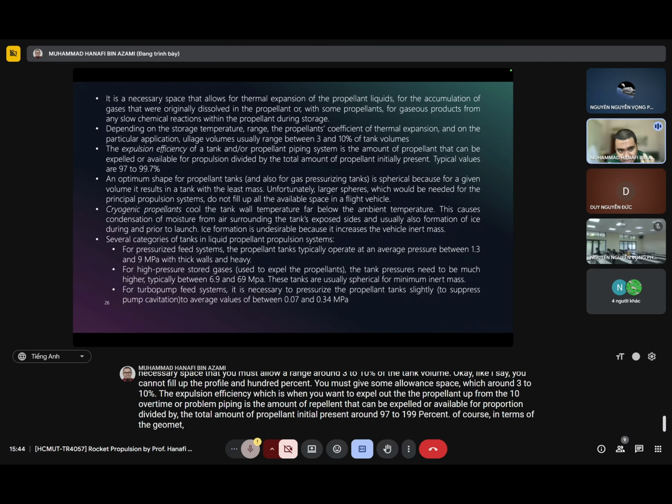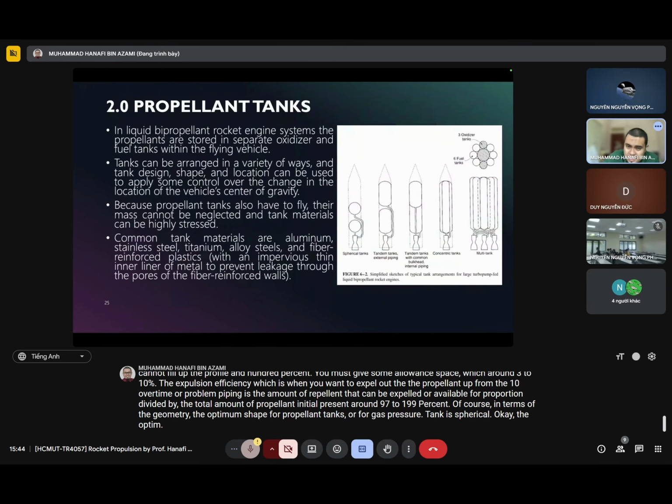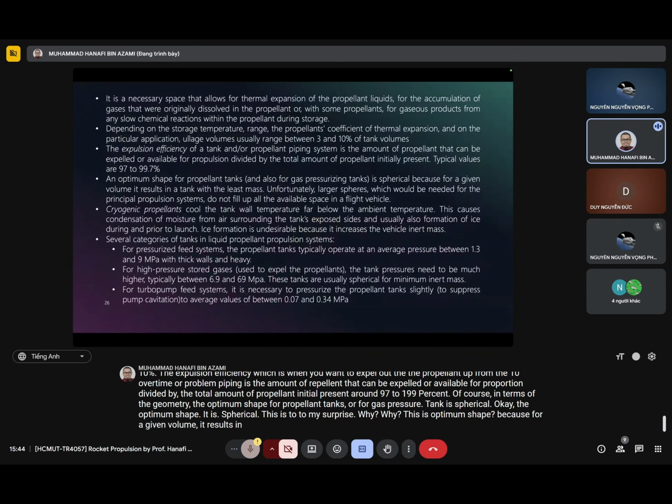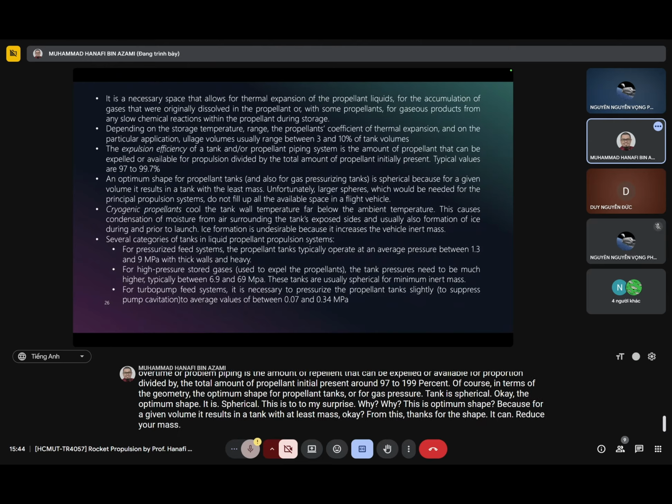In terms of geometry, the optimum shape for propellant tanks or for gas pressure tanks is spherical. This is to my surprise. Why is this the optimum shape? Because for a given volume, it results in a tank with the least mass. So a spherical shape can reduce your mass. But unfortunately, nothing is a free lunch.